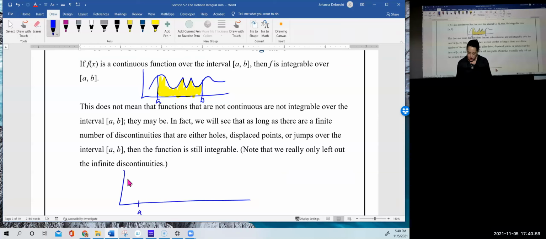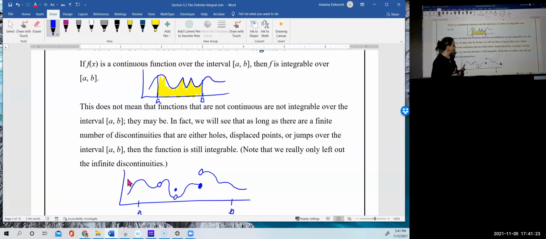So if we have A here and we have B here, it is fine to have a hole in the graph, or to have a displaced point in the graph, or even, surprisingly, to have a jump in the graph. It will still be considered integrable from A to B. Now, the jump, to my mind, is the most surprising one. But in fact, it is allowed to have a jump in the graph. This is surprising because not only is this a break in continuity, but we don't even have the same limit from the left as we have from the right. So we have a different limit.